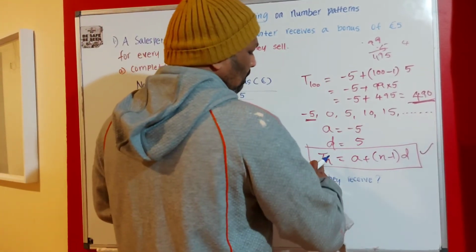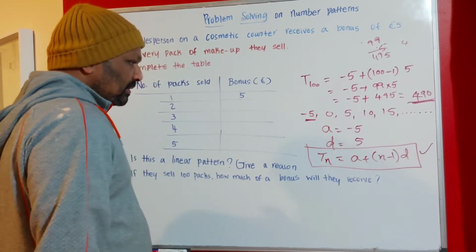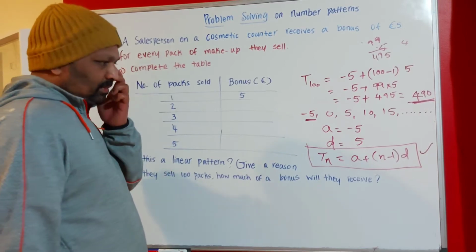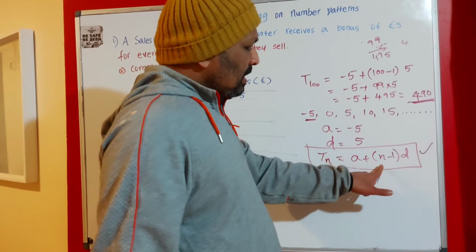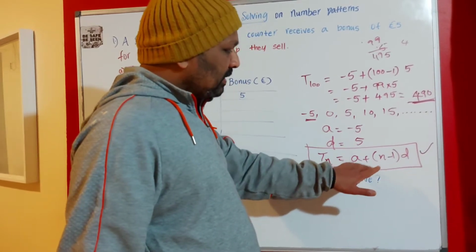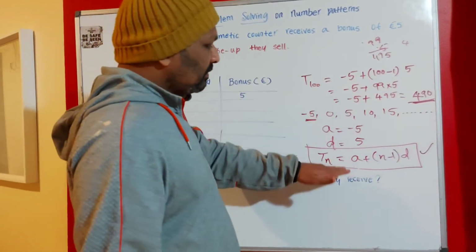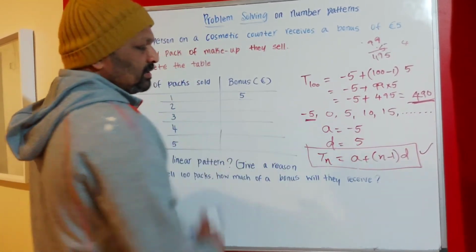So the formula Tn is equal to a plus (n minus 1) into d. This is also called the general term. Because this is a general term, by substituting a, by substituting d, by placing the n value here, you can find out any term in this series. For example, the first term is minus 5.